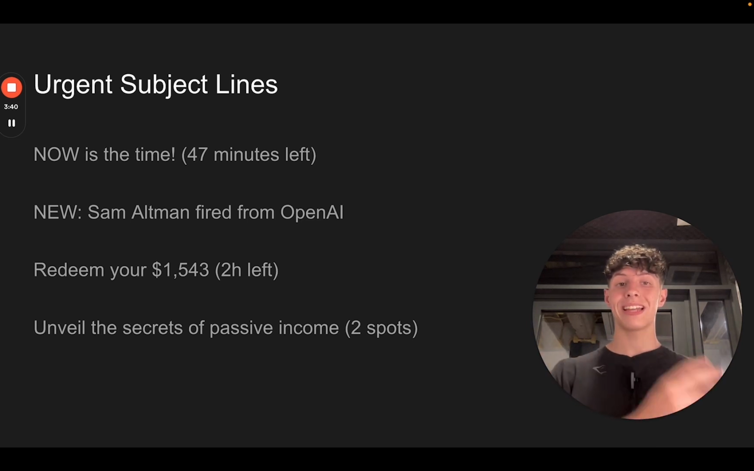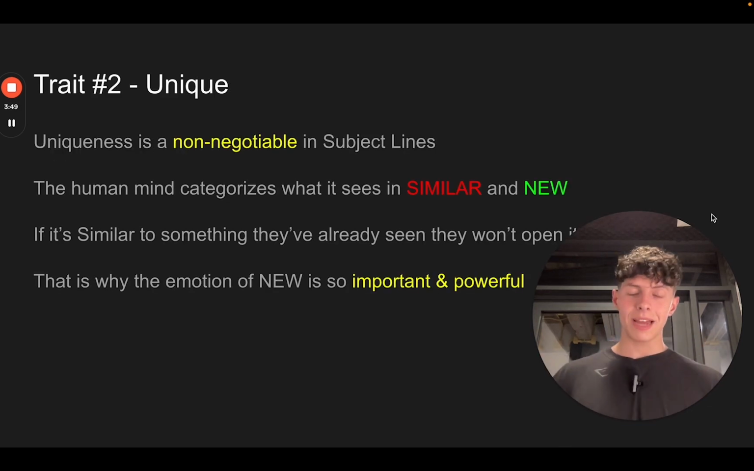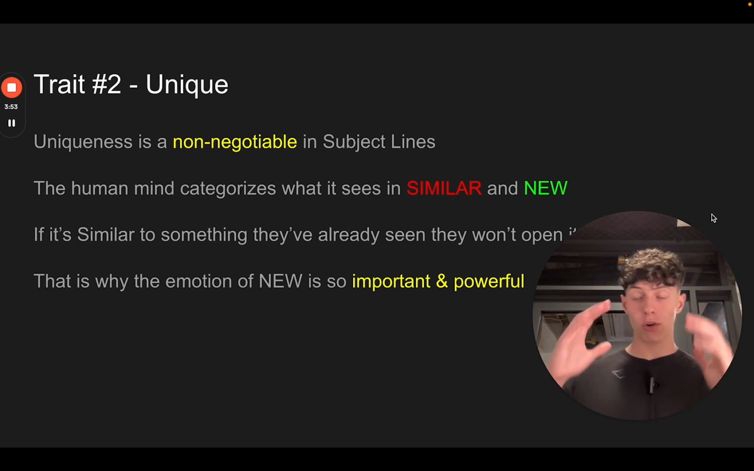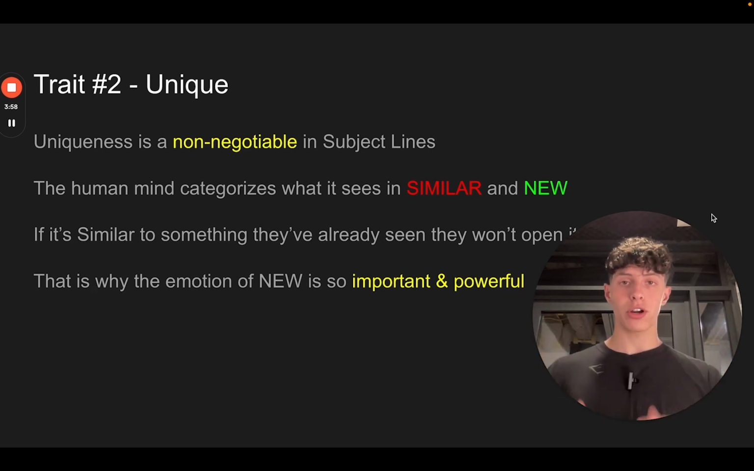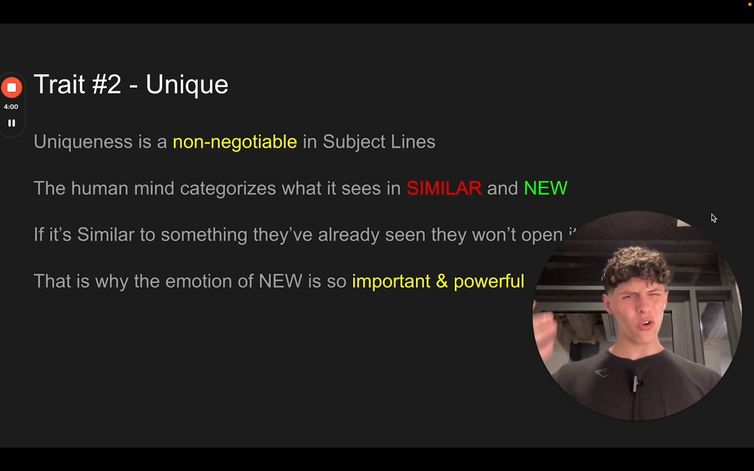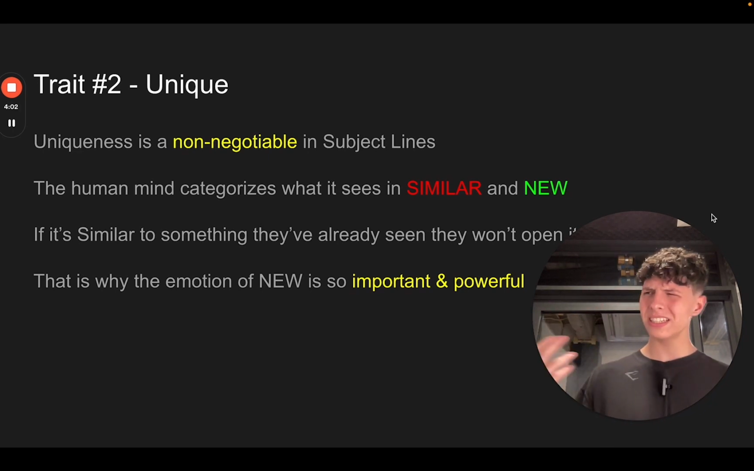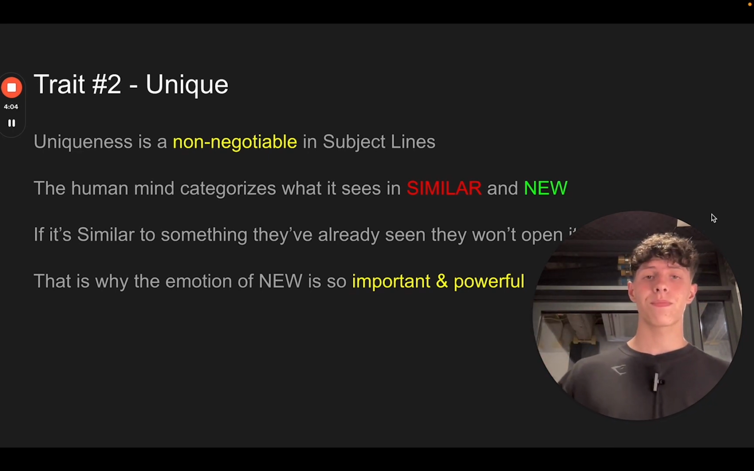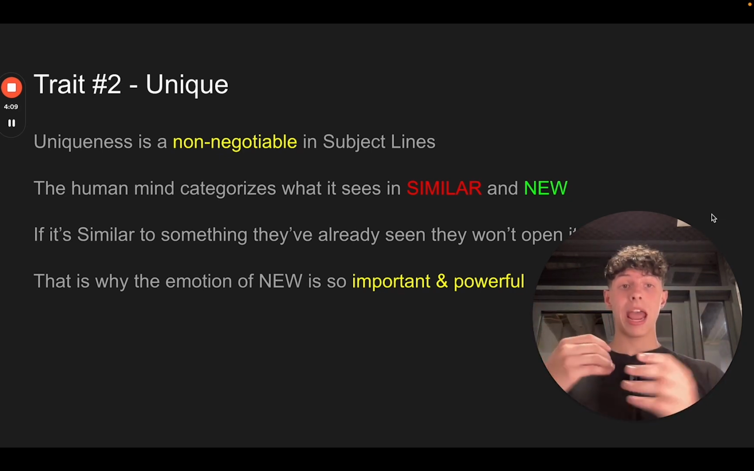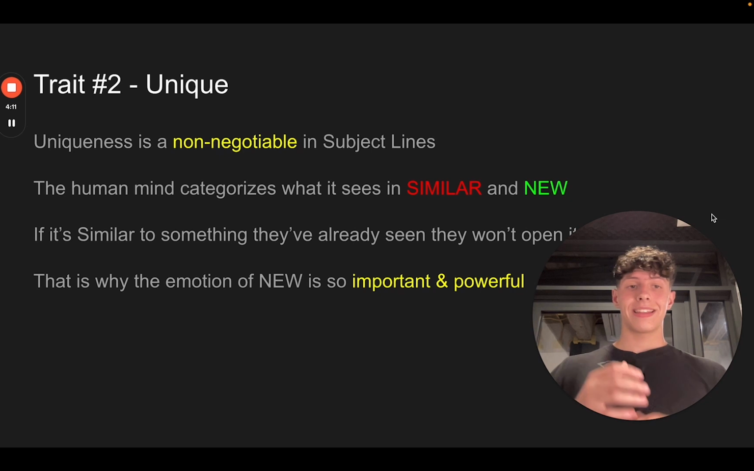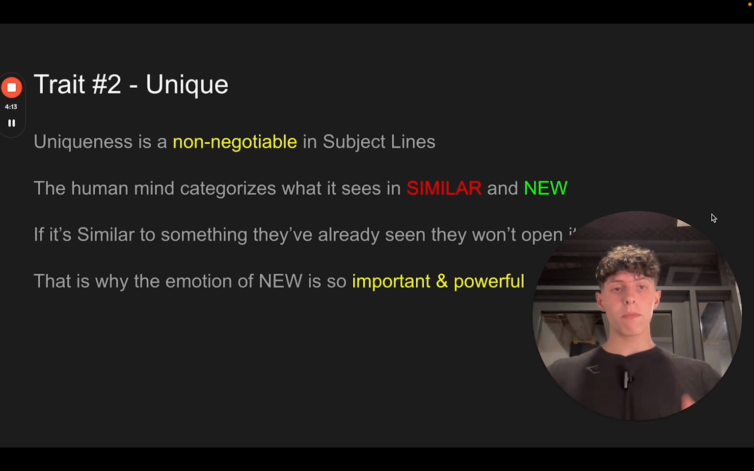Let's move on with the second trait. The subject line needs to be unique. This is a non-negotiable in subject lines. I've already talked about this a lot in my past videos, but when a person receives one of your emails and feels like they've already seen something similar, a subject line that sounded like that, they're going to categorize your subject line as similar and they will not open it. To them, the similar information inside is not worth their time, so they will not open your email.